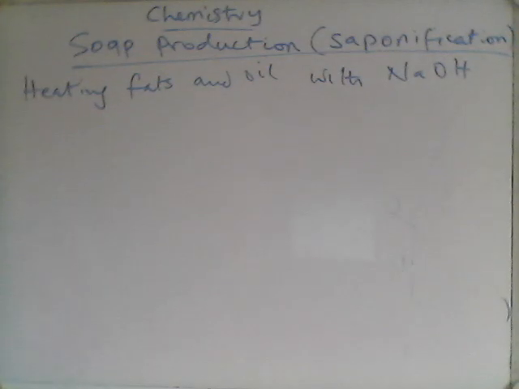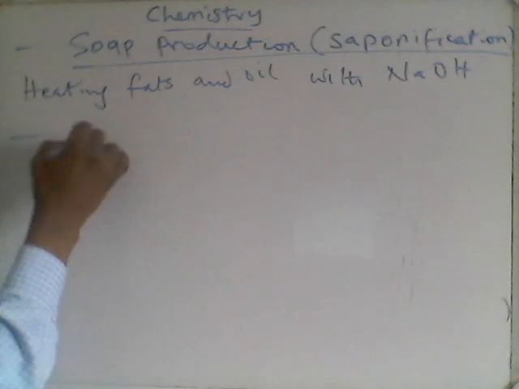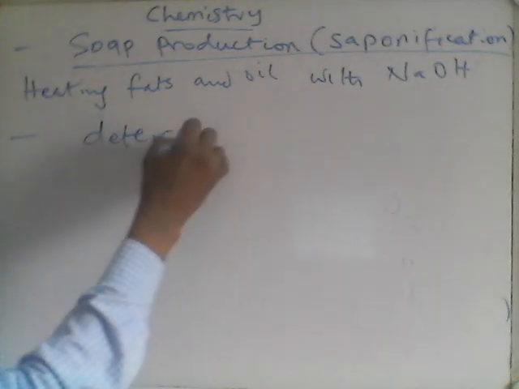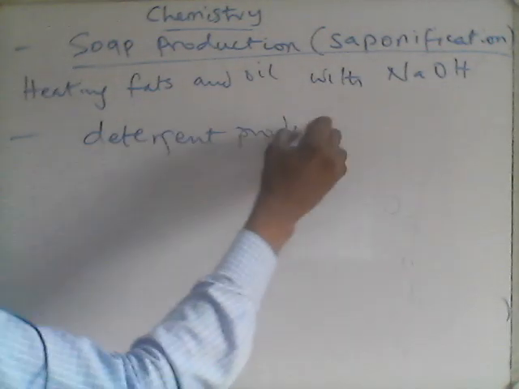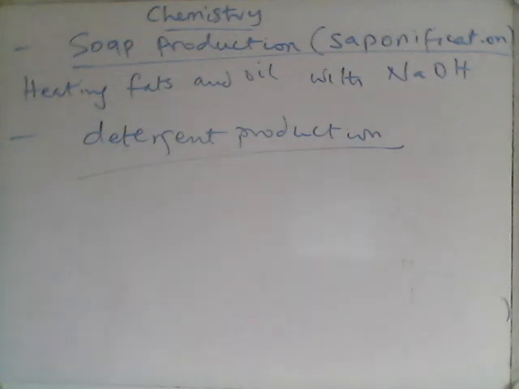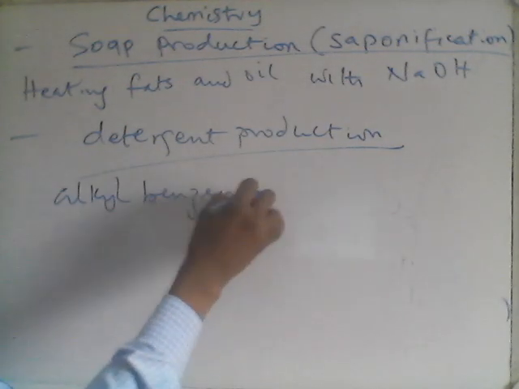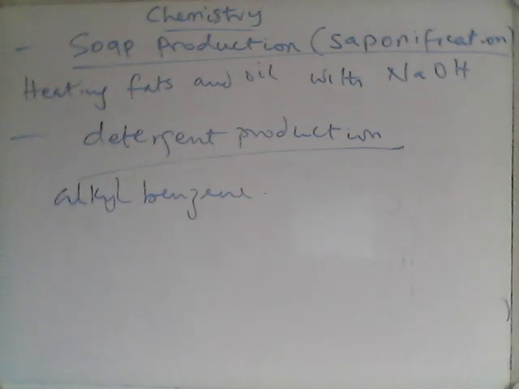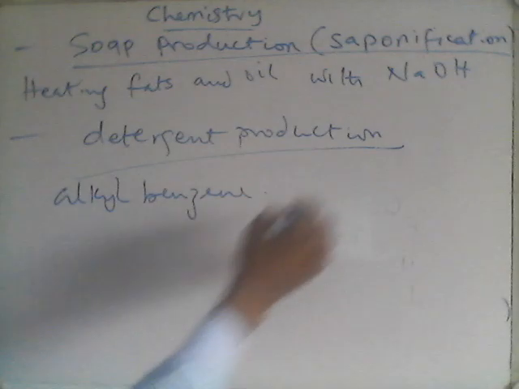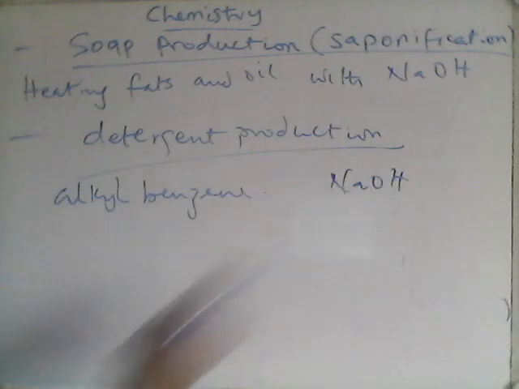So the last one we'll look at is detergent production. These are two different things with different processes. For detergent production, we are looking at synthetic detergents made from petrochemicals like alkyl benzene. This is where you get detergents, petrochemicals, sulfonic acid as well. So when you neutralize with sodium hydroxide, you get detergents.